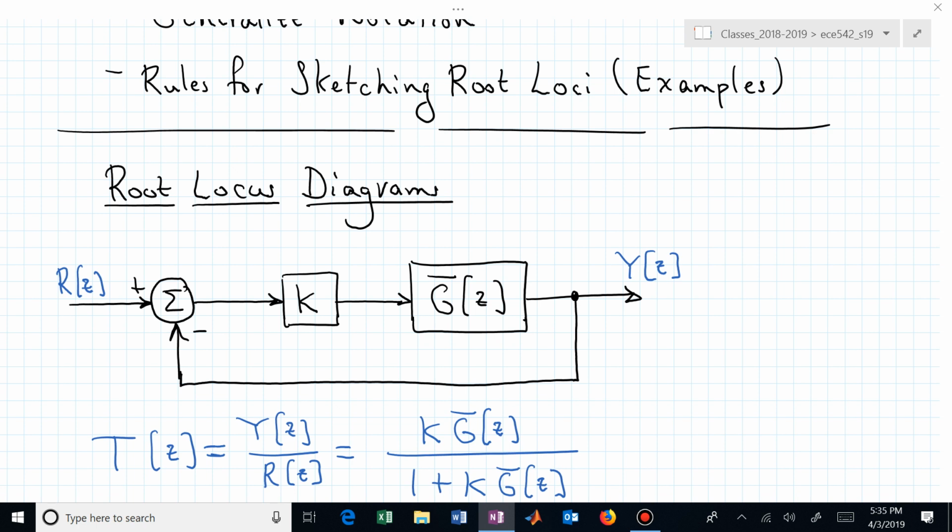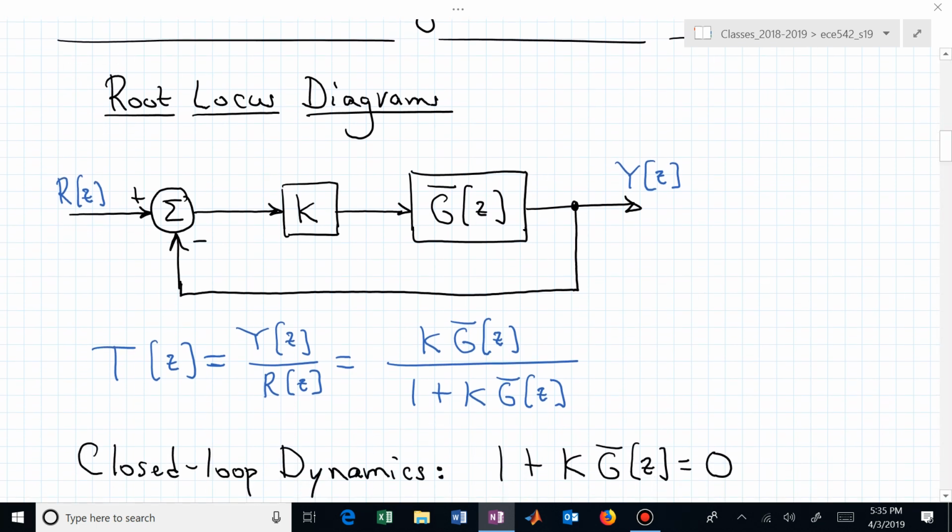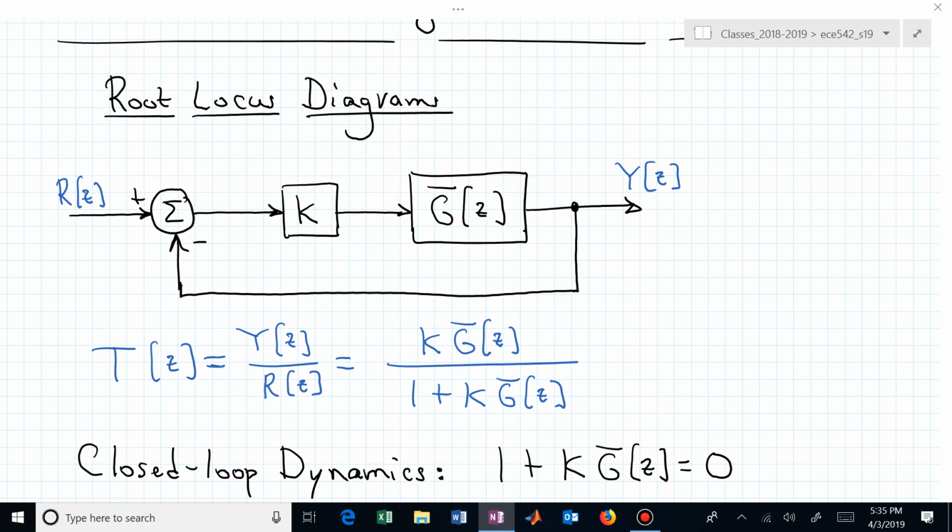Here's what we talked about last time. Root locus diagrams provide us with the closed loop pole locations in the complex z-plane, and those are going to be our branches of the root locus. And those closed loop poles are determined by the denominator expression in this closed loop transfer function, capital T of z. And that's 1 plus k g bar of z.